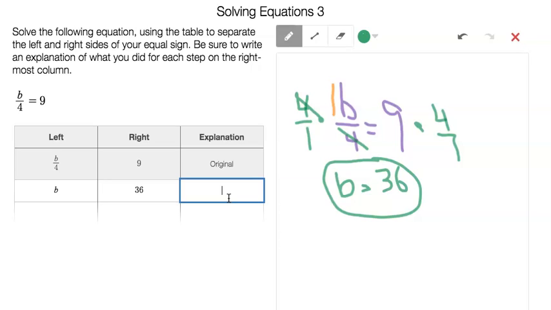And what did I do? I divided by, nope, I didn't divide by 4. What did we do? Did we add? No, we didn't add. We multiplied by 4. You can see it over here. So I'm going to say multiply by 4. And that's your explanation. I multiplied both sides by 4, and that got me B equals 36. Again, if you have any questions about this process, make sure you ask your teacher.